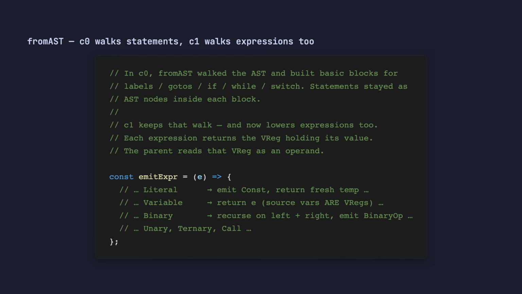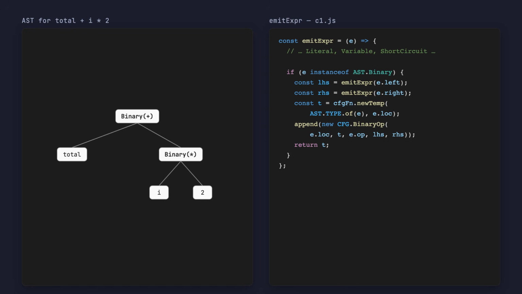From AST already exists from C0. It's the same shape. Walk the AST, and build blocks. What's new in C1 is that we now lower all statements and expressions the same way we lowered just control flow before. Each expression lowers to a function call that emits its TAC and returns the name of the register holding the result. The parent expression uses that name as an operand. So let's go through an example.